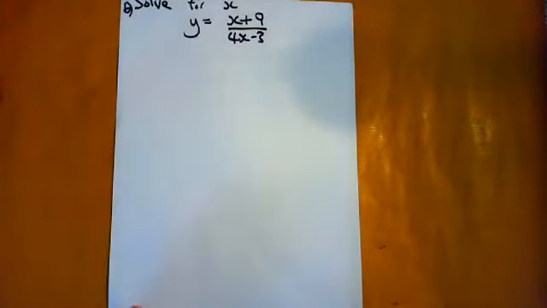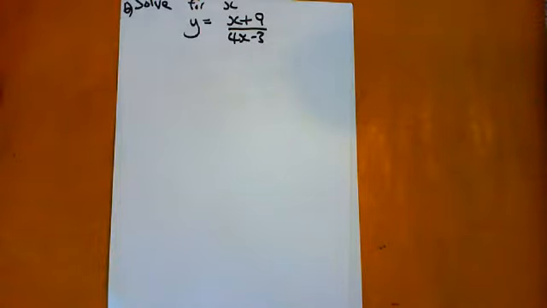So we have to solve for x. y equals x plus 9 over 4x minus 3. So we're solving for x. That means again we want x equals something. But it's not going to be just as simple as x equals some number, and that's because we have another letter in the mix, namely y. So that is going to appear somewhere in our solution.